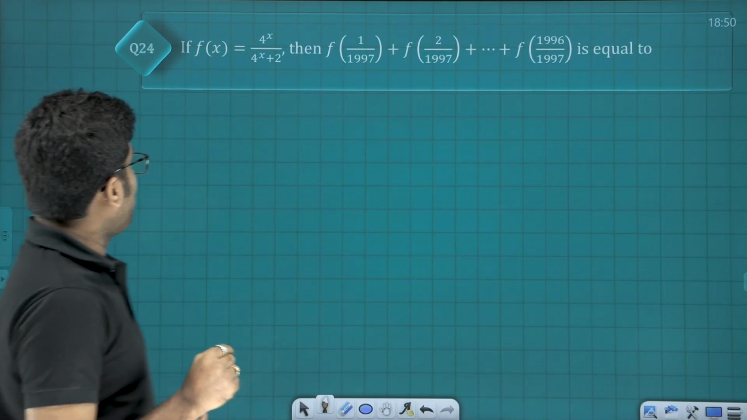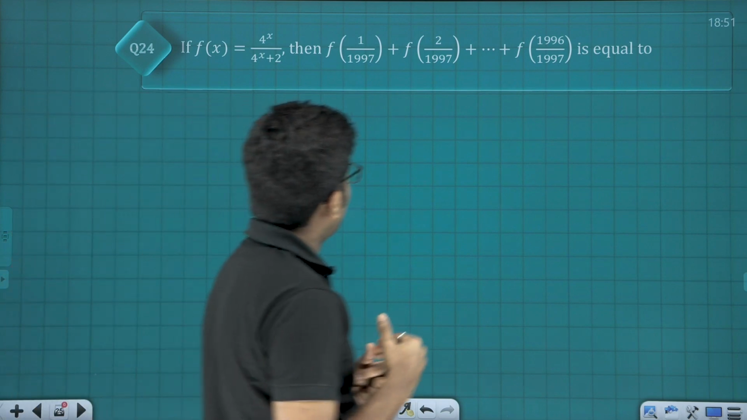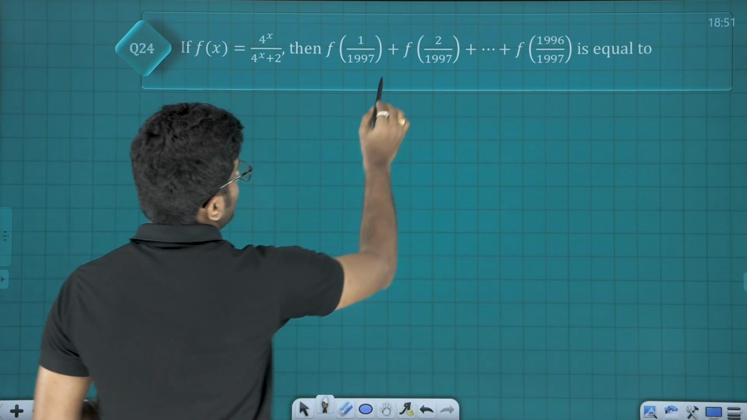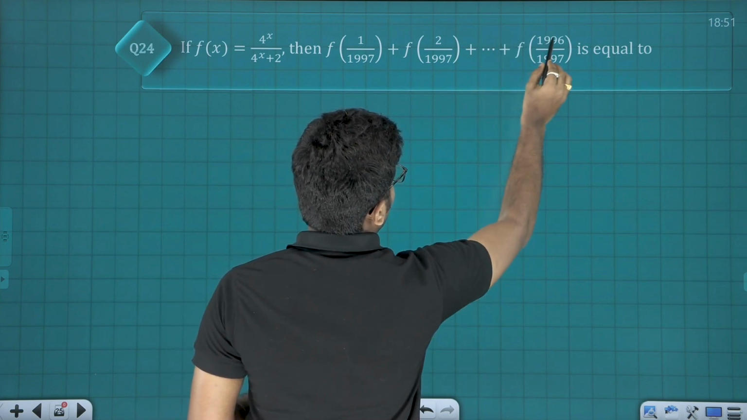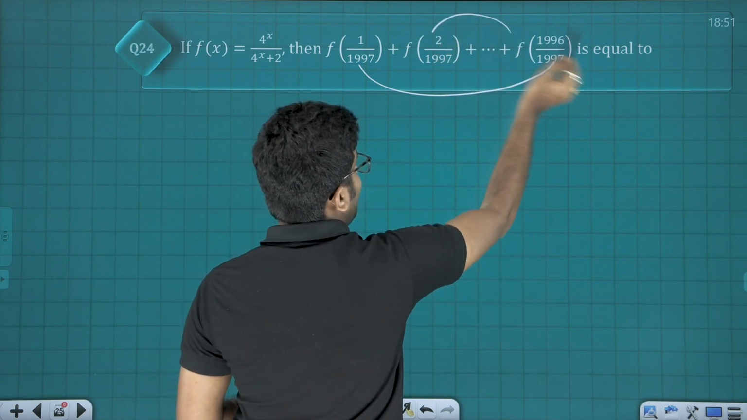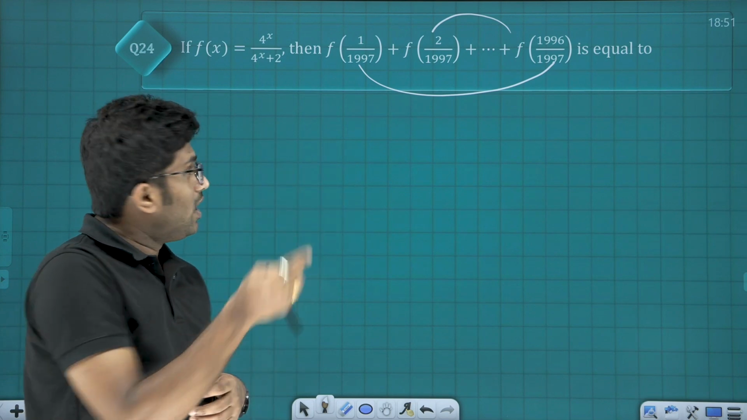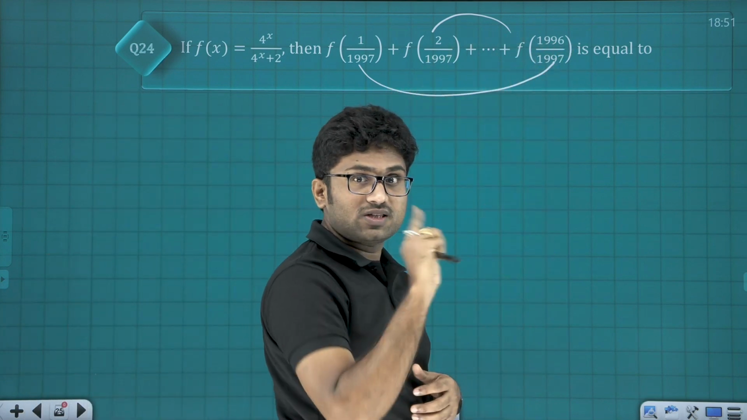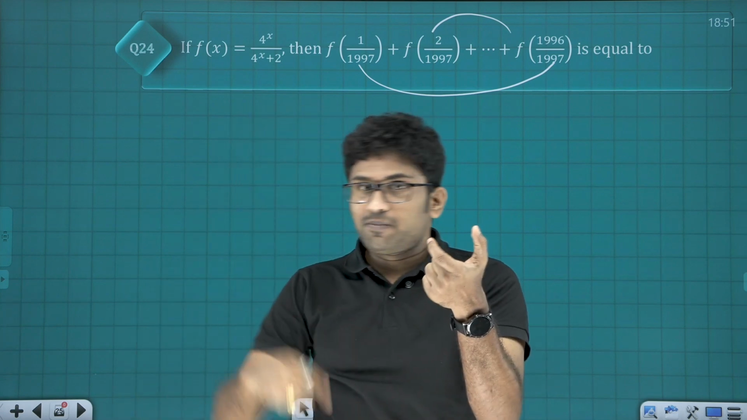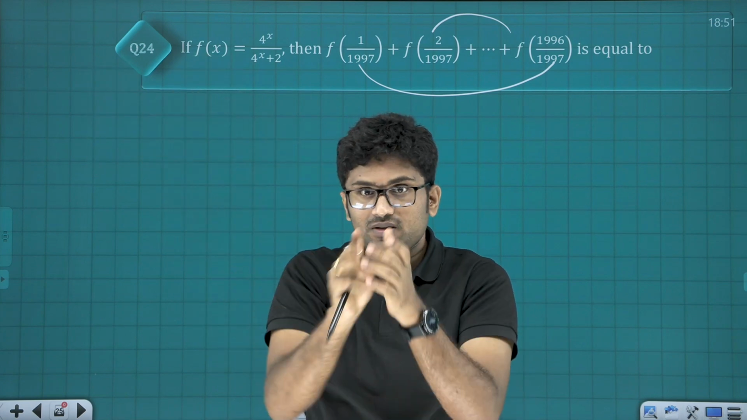Next, f of x is equal to 4 power x by 4 power x plus 2. We need f of 1 by 1997 plus f of 2 by 1997 and so on. The only thing that you can observe, friends, is that the term before the last is f of 1995 by 1997. If you add this and the last term, it is 1. Clear? Adding second one and second last one, you get 1. Third one and third last one, you are getting 1. That means there should be some f of a plus f of b, when a plus b is 1, that gives something. This should be the approach.